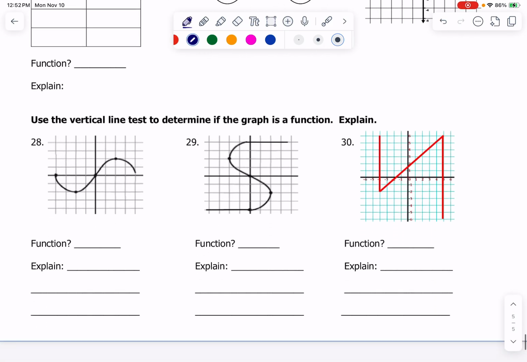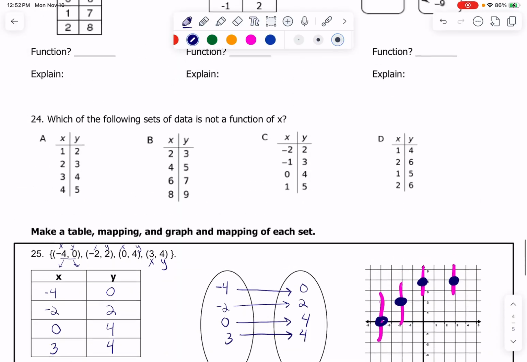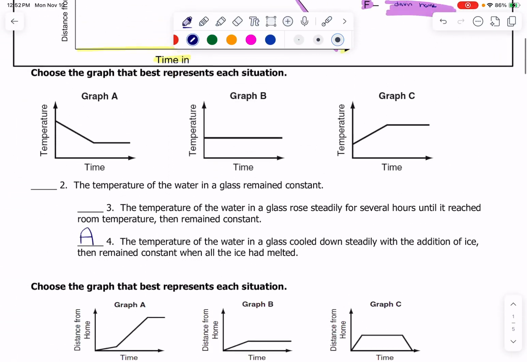All right, and I'll let you guys try the last couple. Make sure you get this turned in before the end of the period.